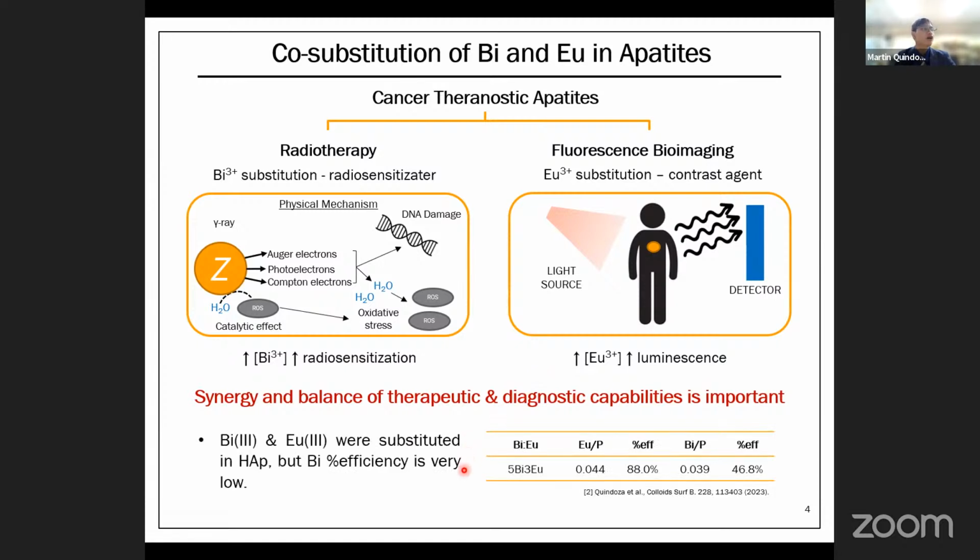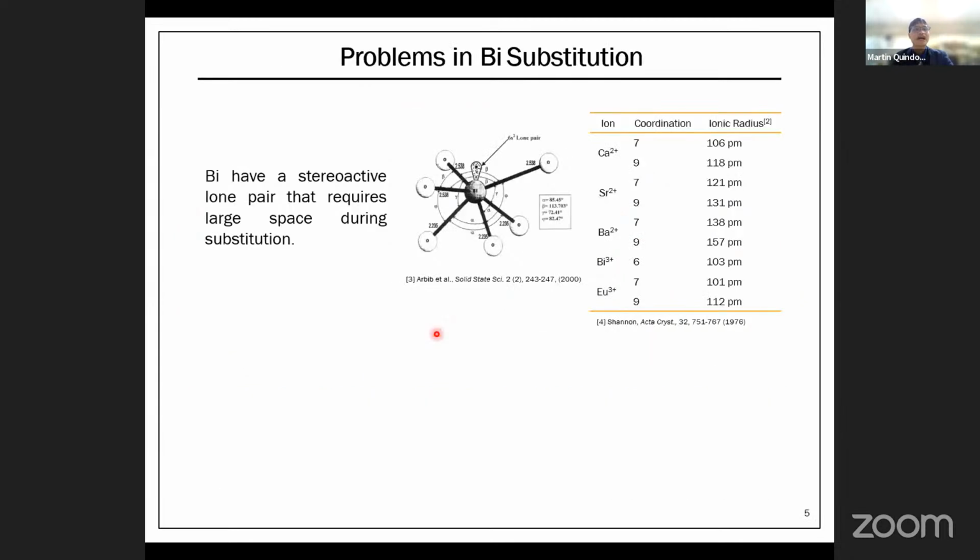So in my previous research, I was already able to synthesize the bismuth europium in hydroxyapatite. But we can see here that the bismuth efficiency is very low, only around 40%. That remains a problem because the bismuth radiosensitization property becomes very low and it is not very helpful. So now our idea is to try to solve this bismuth substitution problem.